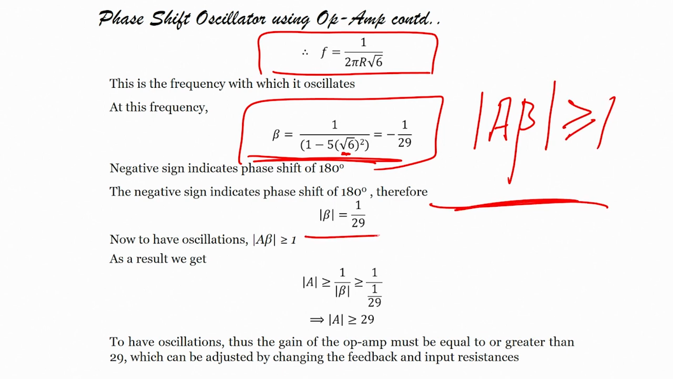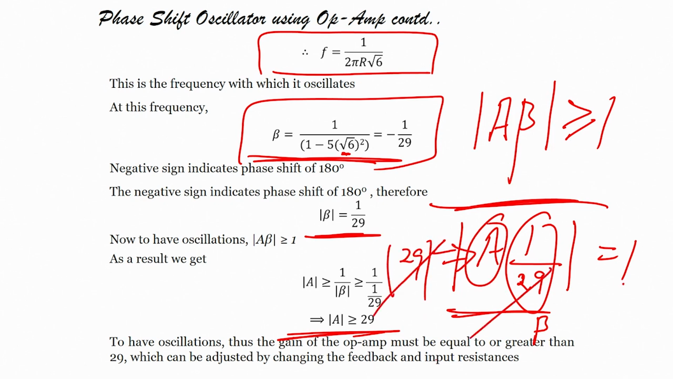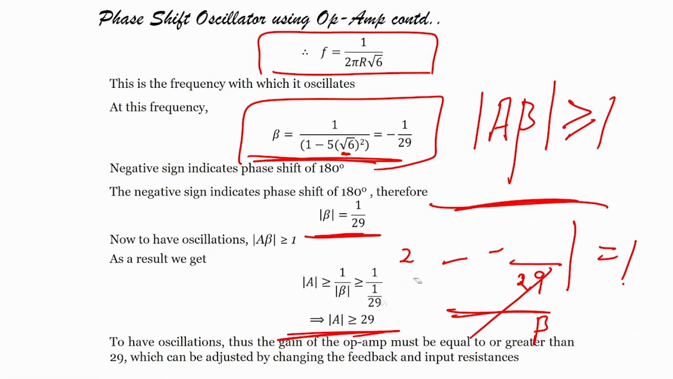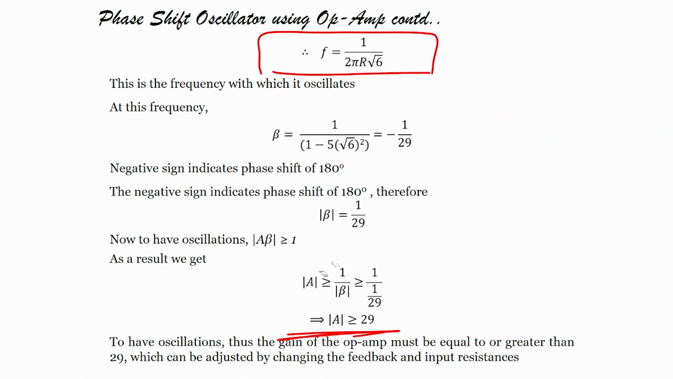right. So, if the magnitude of my beta is 1 by 29, my A should be greater than or equal to 29, because my beta is 1 by 29. So, how can this be equal to 1? This value is nothing but my beta. How can this magnitude be equal to 1? When A is 29, 29 times 1 by 29 equals 1. So, that is what is shown: if my beta is 1 by 29, my gain A would be greater than or equal to 29.